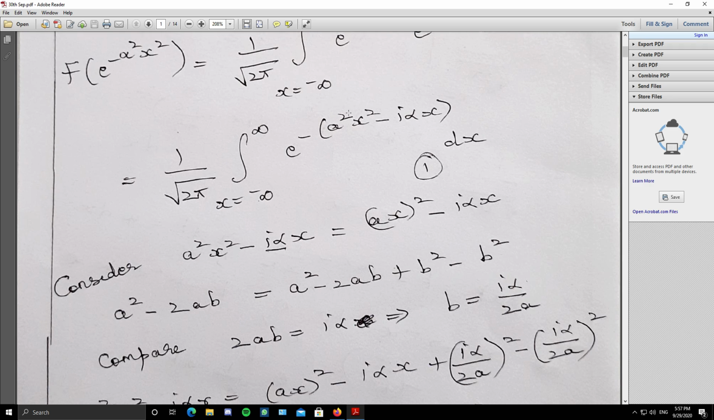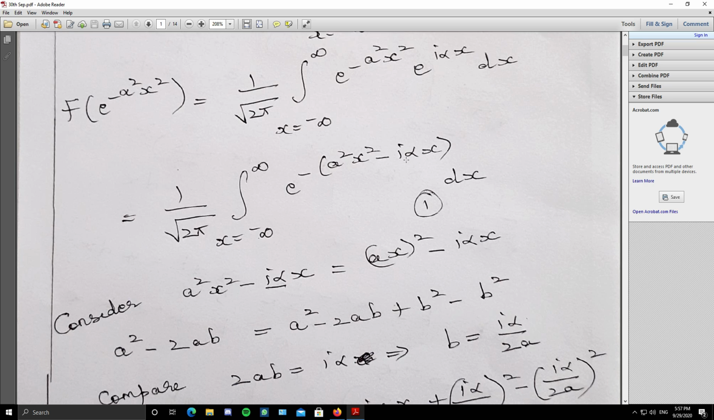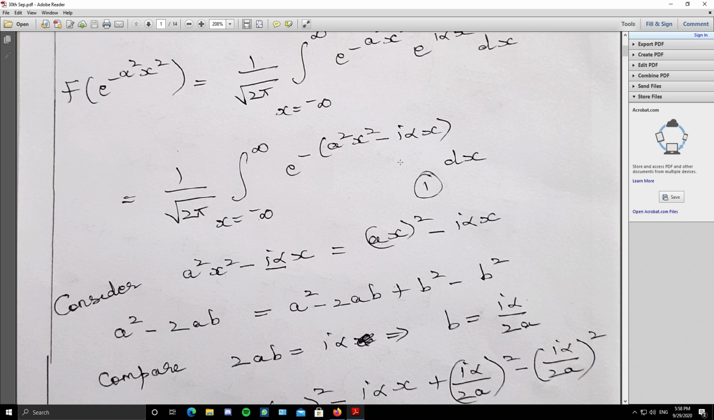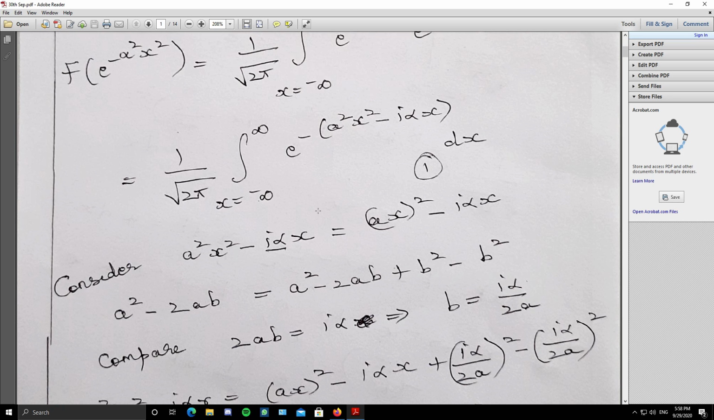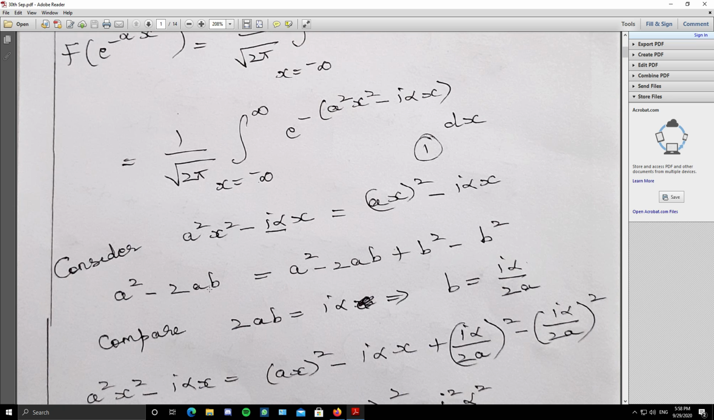I repeat, we have multiplied the exponential term, the powers are added, minus is taken out, and then we are expressing the bracket term as a minus b whole square. The expression a square x square minus I alpha x is of the form a square minus 2ab. So we have to find b, that is we have to add and subtract b square. To find b, you compare these two terms. 2ab equals I alpha. I am not taking x because x is in the first term. So 2ab equals I alpha, b equals I alpha by 2a.